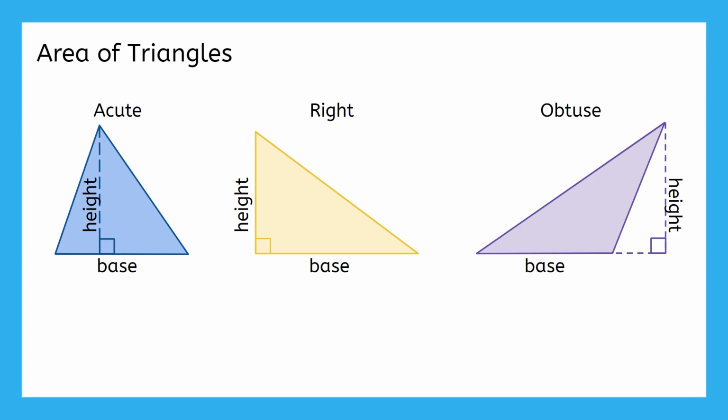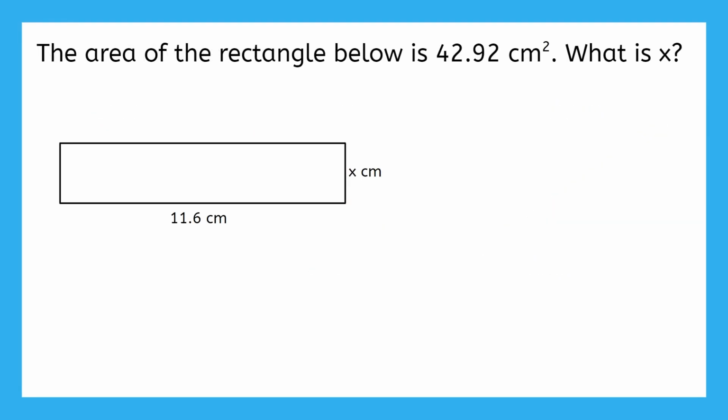Now let's put some of this information into action. Our first example problem says that the area of the rectangle below is 42.92 centimeters squared. What is the value of x? We've been given one side length of our rectangle, and the other side length is x. Since we're dealing with the area of a rectangle, we're going to be using the formula area equals base times height. We have 3 pieces that we can substitute into this equation: 42.92, 11.6, and x. Where do you think 42.92 should go in my formula?